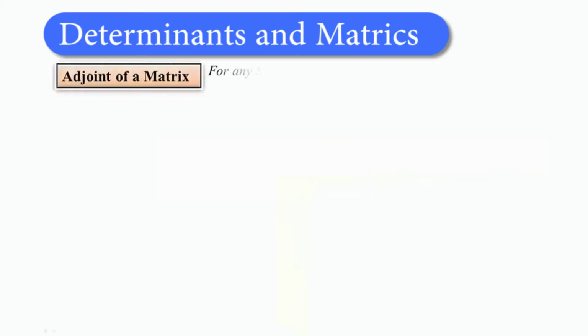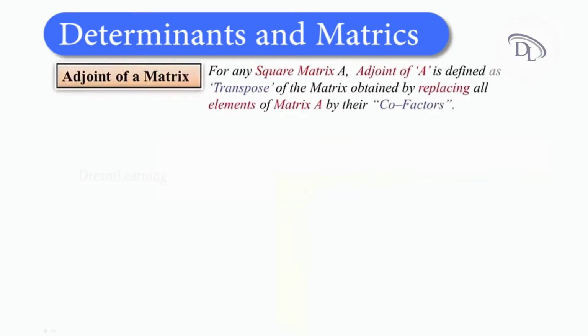Hello students, let us look at the adjoint of a matrix. This is a new concept. Now, how do we define an adjoint? For any square matrix A, the adjoint of A is defined as the transpose of the matrix obtained by replacing all the elements of matrix A by their cofactors. In short, the transpose of the cofactor matrix is the adjoint of a matrix.